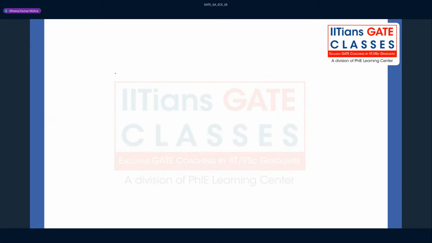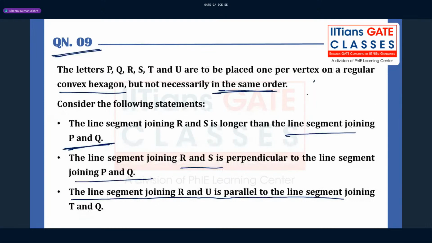So you see here, this is nothing but a hexagon. You can take this kind of a hexagon. Understood? So there is a regular convex hexagon in which P, Q, R, S, T are to be placed on one vertex each, but not necessarily in the same order. So what concept we have to use is we have to draw the diagram here. Until you draw the diagram, you can't solve, right? So let us draw the diagram.